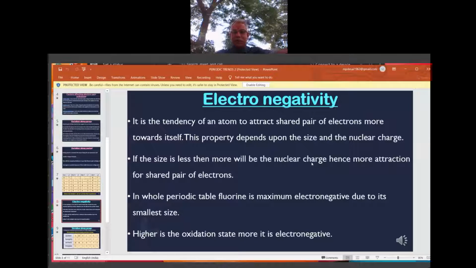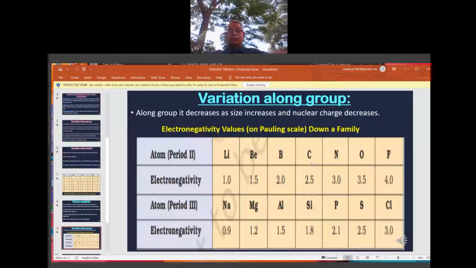electronegativity trend. Okay, right. Now see this one, variation along a group. Now when you move from top to bottom, what happens? As usual, atomic size increases. When the size increases, the electron goes far away. That means the tendency of accepting electrons decreases from top to bottom. That means whether it is electron gain enthalpy or electronegativity, both decrease from top to bottom.